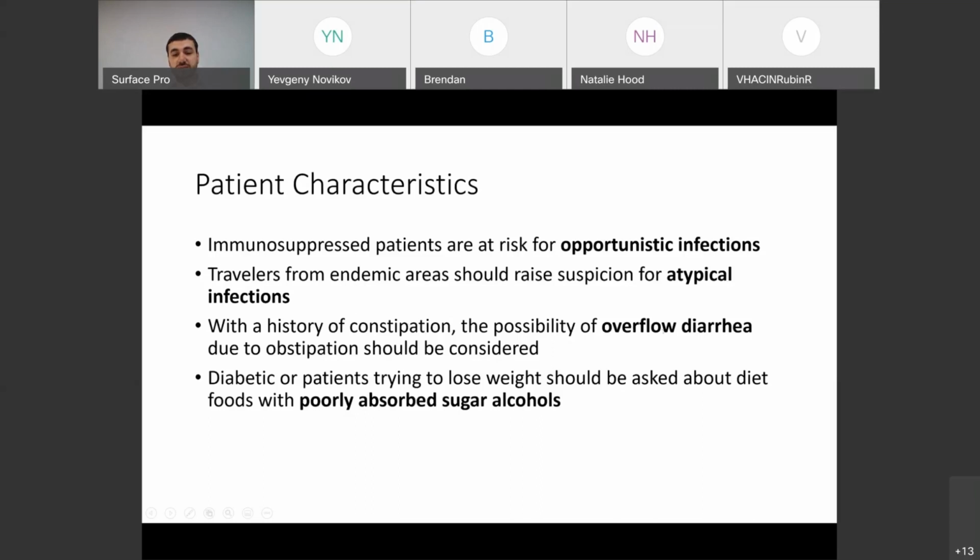And then if you have a history of constipation, this is not a go-to diagnosis of overflow diarrhea. It's something that you should be aware of. It exists, but it's not every other patient that you're going to see that has it. So if somebody has a clear history of constipation and then they start having diarrhea, it's something that you might want to think about. And then finally, in patients who are diabetic or trying to lose weight, ask about diet foods with poorly absorbed sugar alcohols, and we'll come back to that.